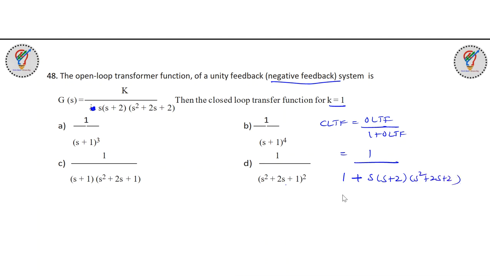Now solve this and tell me the final equation. The final equation is similar to 1 by (s plus 1) whole square into (s plus 1) whole square. If you want, you can cross check. The answer is 1 by (s plus 1) to the power of 4. You will get the same answer. So B is the right answer for this question.